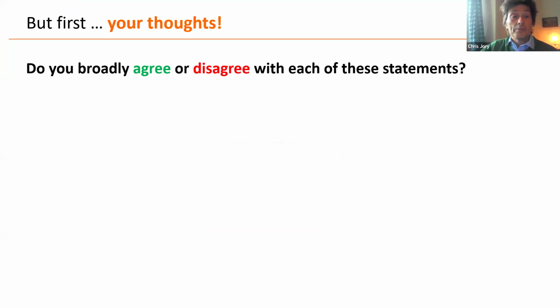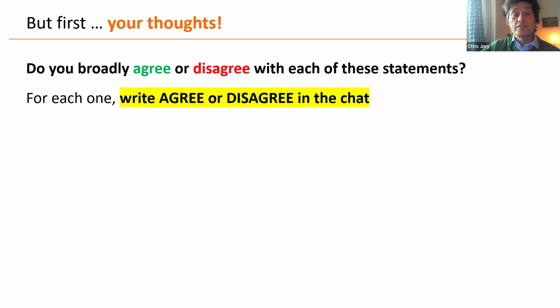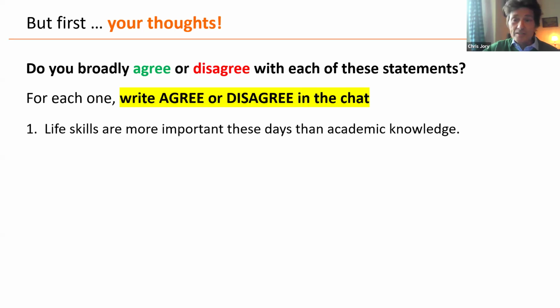But first, I'd like to get your thoughts on this topic of life skills. I'm going to show you 6 statements. What I'd like you to do in the chat is think about whether you, broadly speaking, agree or disagree with each of the statements, and write either agree or disagree for each of them. The first statement is, life skills are more important these days than academic knowledge. Please write in the chat, agree or disagree. I can see lots of agrees appearing in the chat, mainly agreement here, 1 or 2 disagrees.